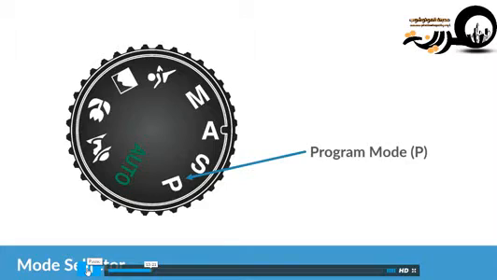The stepping stone into the program mode, into the fully manual mode. Does everybody understand that difference between auto and program? Program is still quite an automatic mode, but it gives you that little bit more control compared to the fully auto, which you have no control over at all.